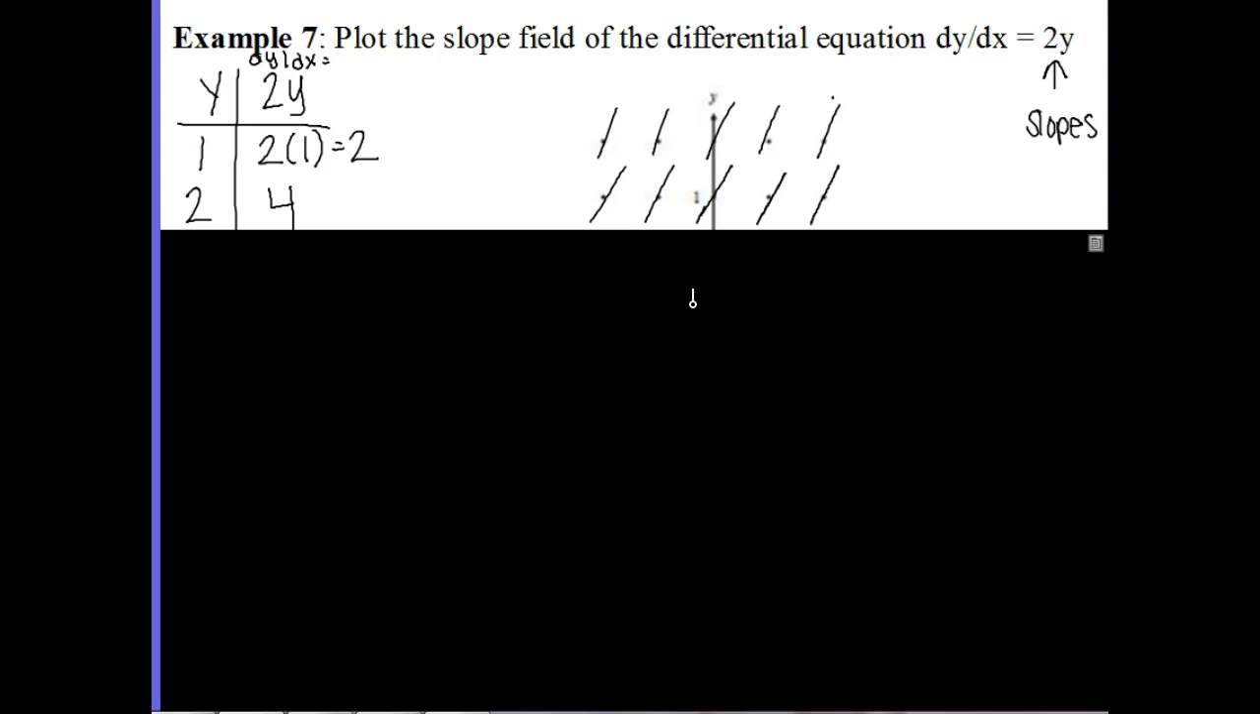Aren't they just 1/2 though? They're 4. Slope is 4. Oh, that's correct.